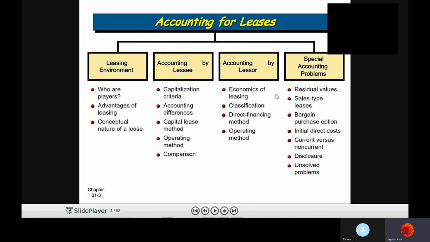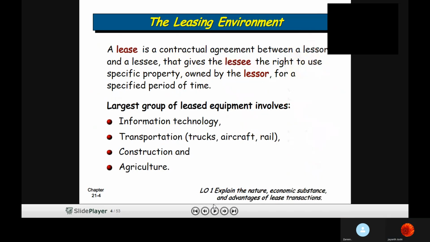So, as you can see here, capitalization criteria, accounting differences. This we will be seeing. And I already explained to you why you are leasing the property, and what kind of benefit you have with leasing when compared to direct financing from the bank. Okay, we will discuss all this now.